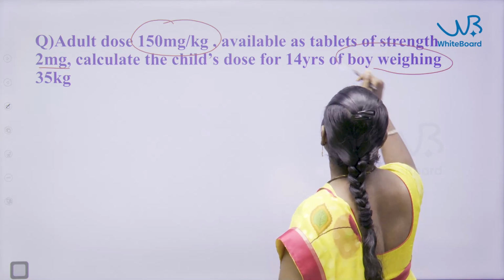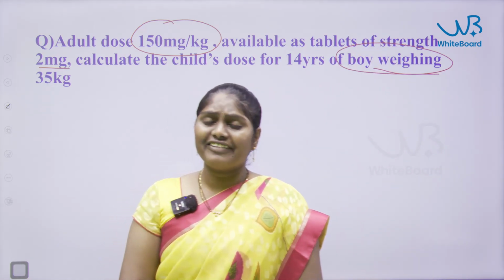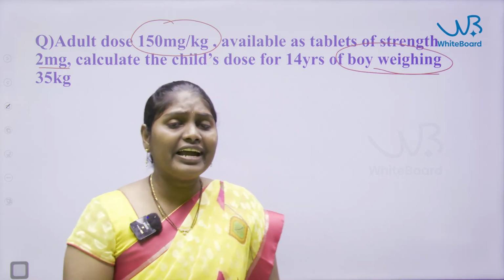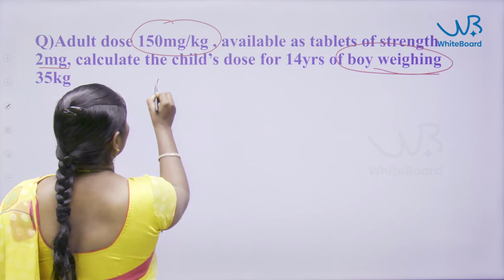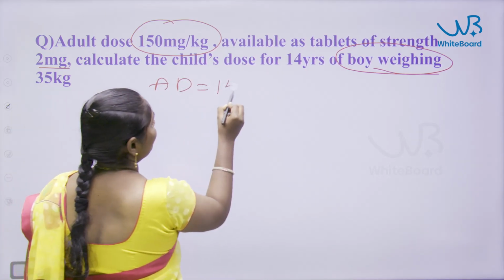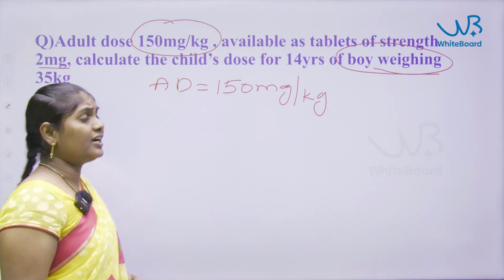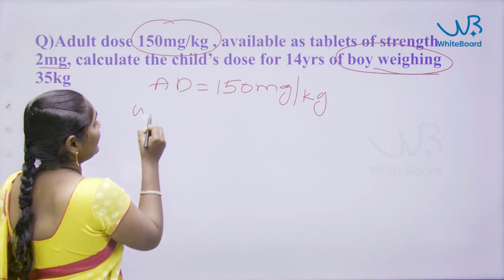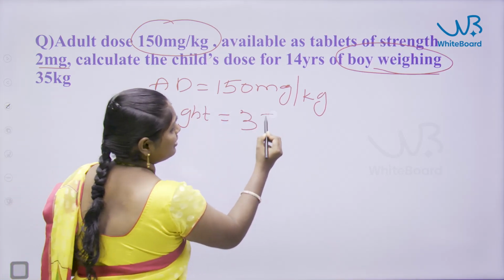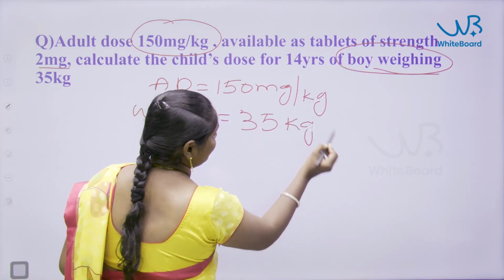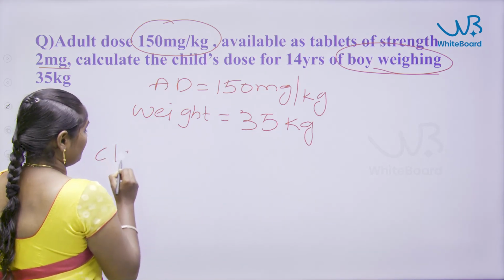Anyway, the first important criterion that I need is weight, and I don't bother about the age that is given. The weight given is 35 kgs. They gave you the adult dose, 150 mg per kg, and also the weight of the child, which is 35 kgs. Now substitute in the formula, that is Clerk's formula.